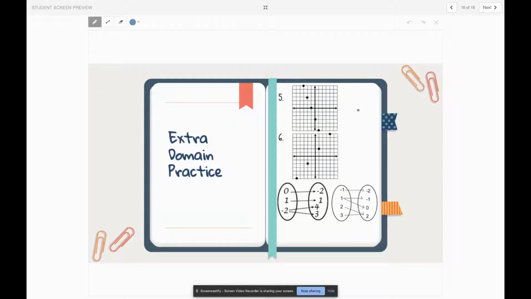Here, for domain, still looking at my X. X is my domain. I need to see what the X values are for each of these dots here. Remember, the X-axis is my horizontal axis. So what numbers match up there? This one comes down and touches my line at X equals -3. So I've got -3.